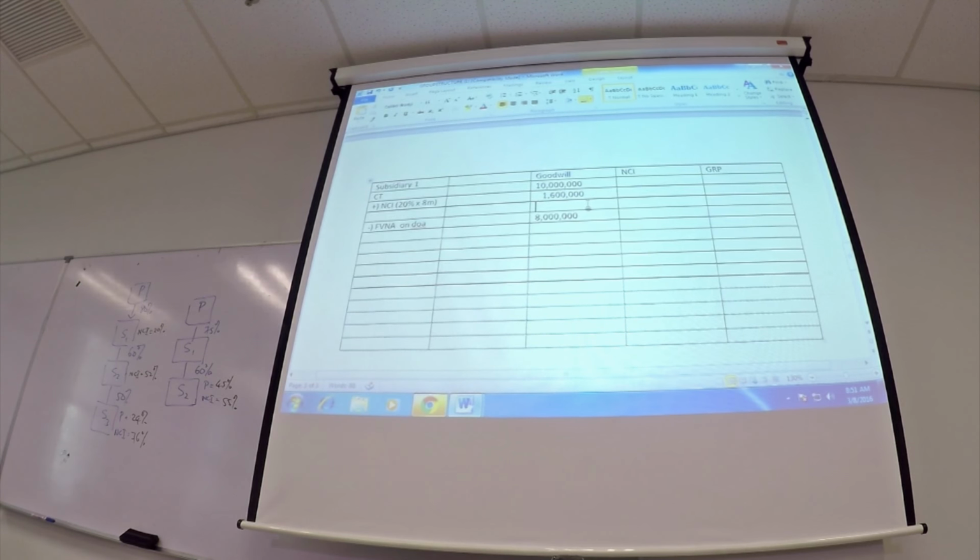So the total here will be 11,600 minus the fair value 8 million. So this is your 3,600,000. What is this? Goodwill, isn't it? Goodwill or bargain purchase? Goodwill. This one goodwill. So this is the goodwill on acquisition of subsidiary 1. Okay, your NCI here is 1.6 million.